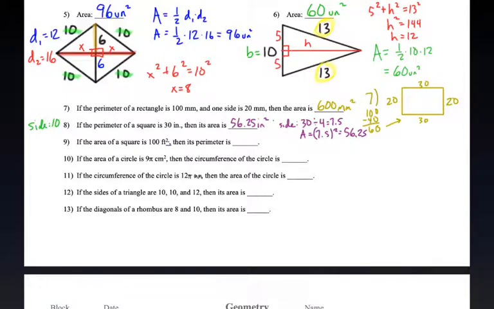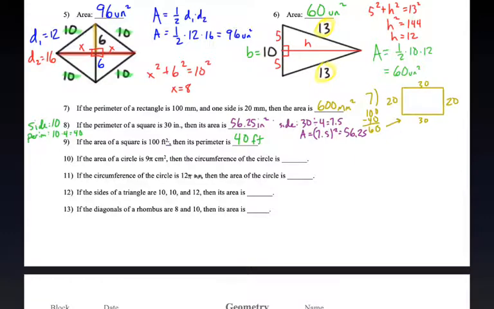The area of a square, if that's 100 feet squared, then the side will be 10. 10 times 10 is 100, so each side is 10, and therefore 4 of those sides, 4 tens, gets us 40.